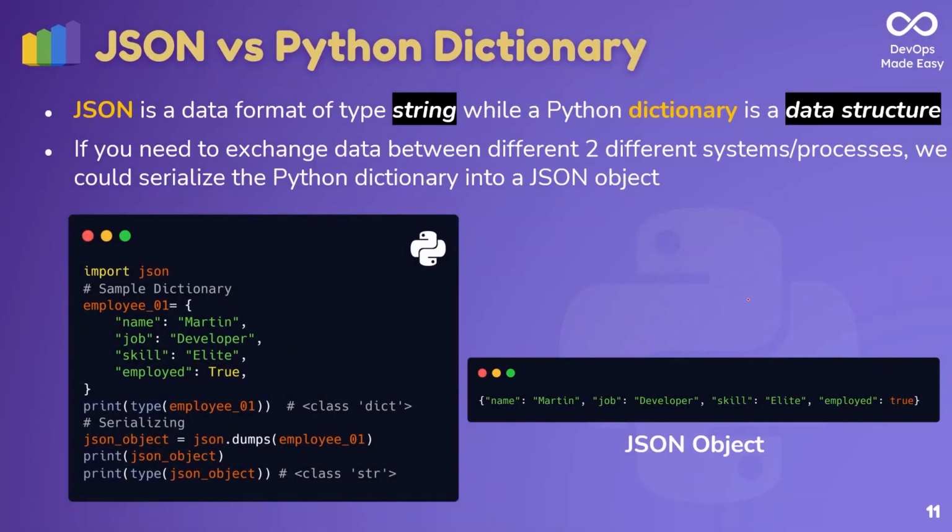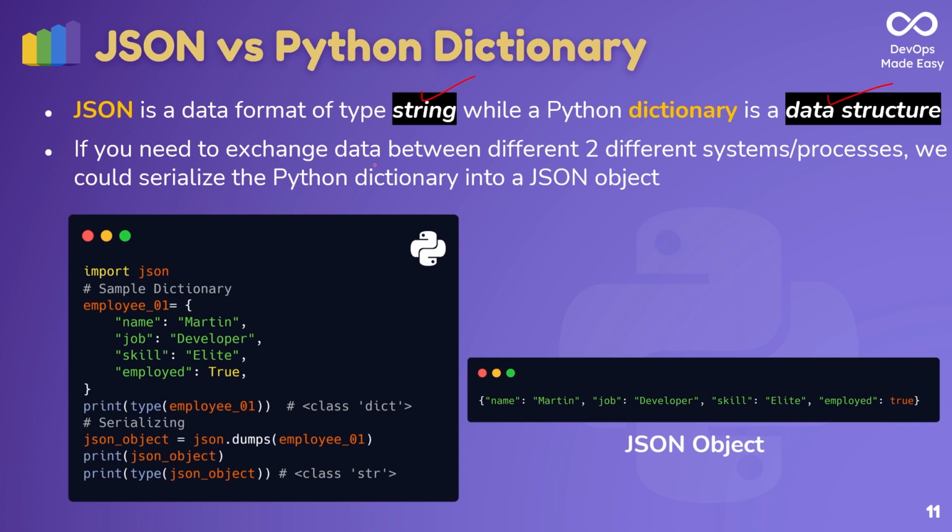Now the important thing to understand here is the difference between JSON and a Python dictionary. Even this is an important interview question, because both JSON and the Python dictionary look almost the same in terms of structure. So what is the difference between JSON and a Python dictionary? JSON is nothing but a data format of type string, while a Python dictionary is a data structure. So this is the difference.